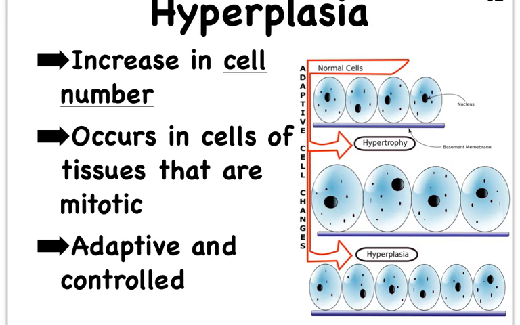Hyperplasia refers to us seeing an increase in the number of cells. So if we have 4 cells, we now see when cells are going through hyperplasia, 1, 2, 3, 4, 5, 6 cells, let's say. And if it's adaptive, it's going to be a very controlled thing. So we're not per se looking at cancer here.